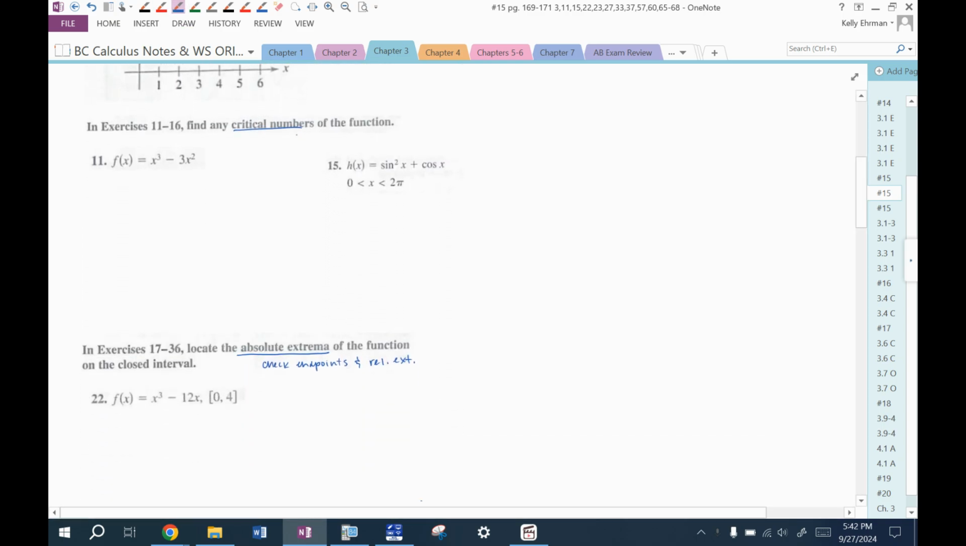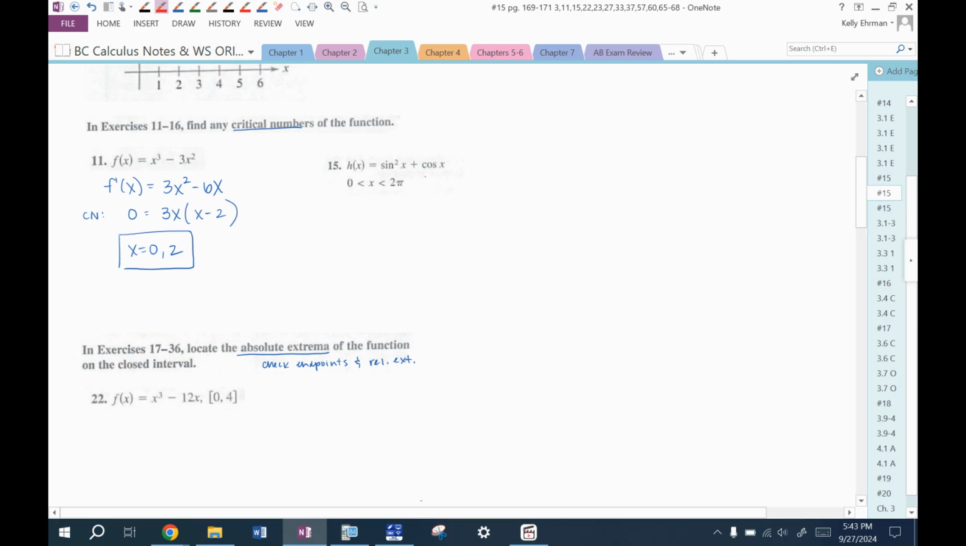Find any critical numbers of the functions. Okay, so remember, critical numbers happen when f prime is equal to 0 or undefined. So let's find f prime first. It's 3x squared minus 6x. I can find critical numbers by setting that equal to 0 and factoring out a 3x. So I get critical numbers of 0 and 2. It doesn't ask us to do anything else with this. It's just those are potential relative extrema to go from there.